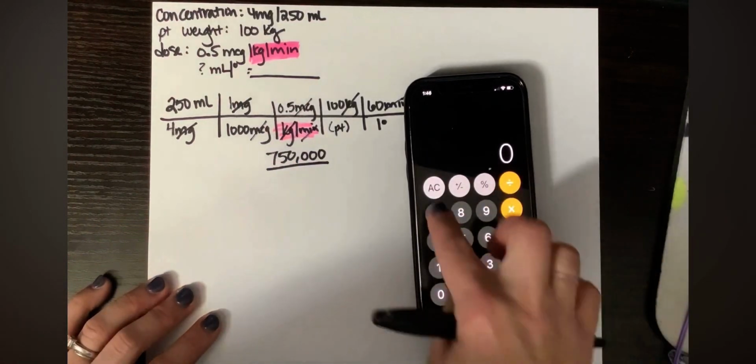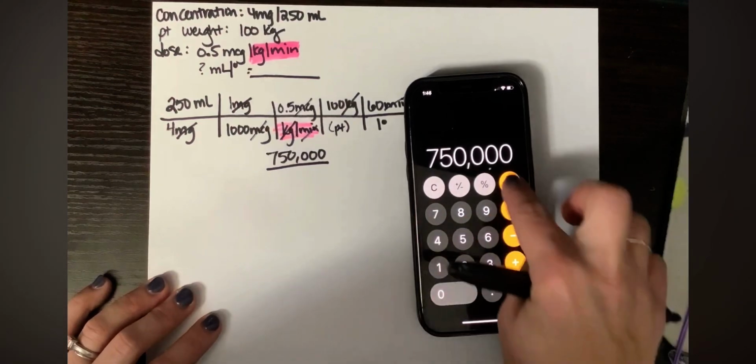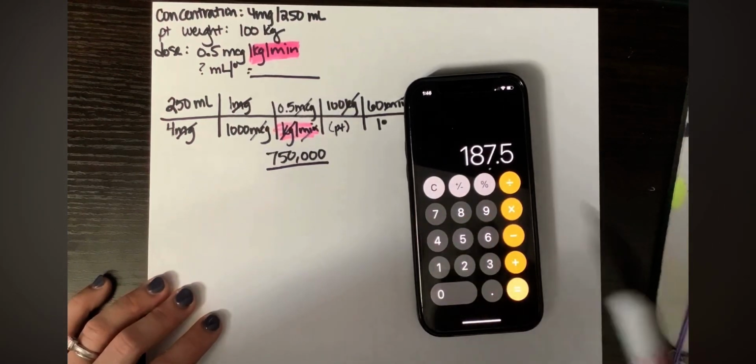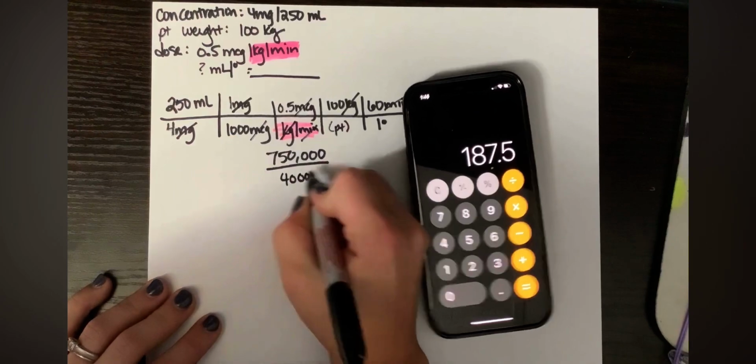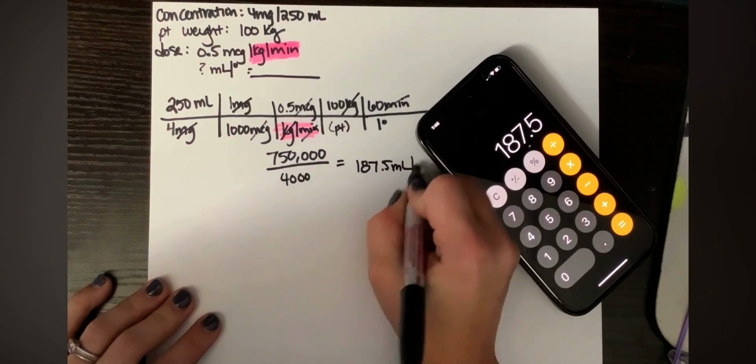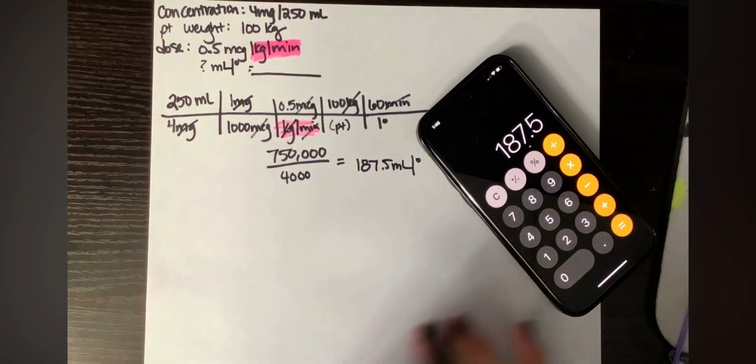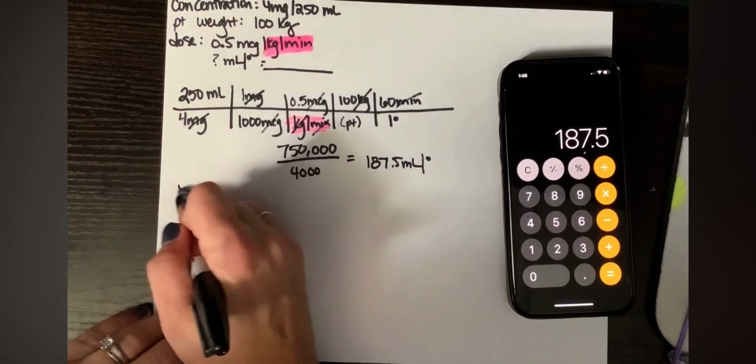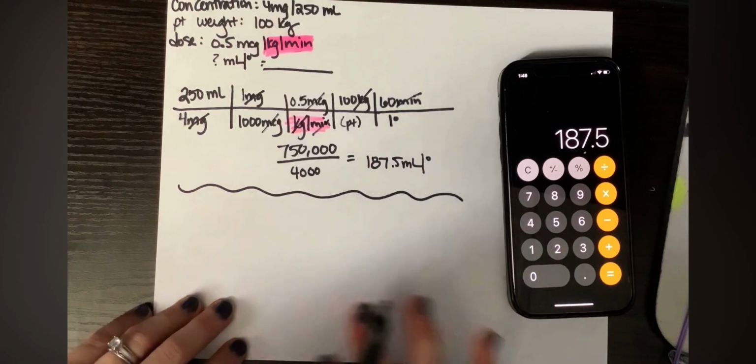Divided by 4,000. 750 divided by 4 equals 187.5 mLs per hour. So that's a lot per hour. All right, so that's one way to solve it.